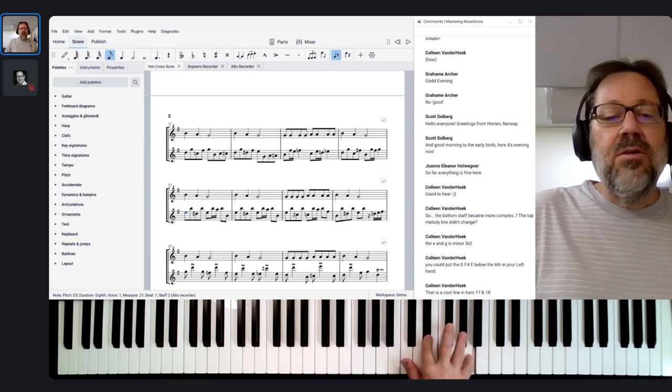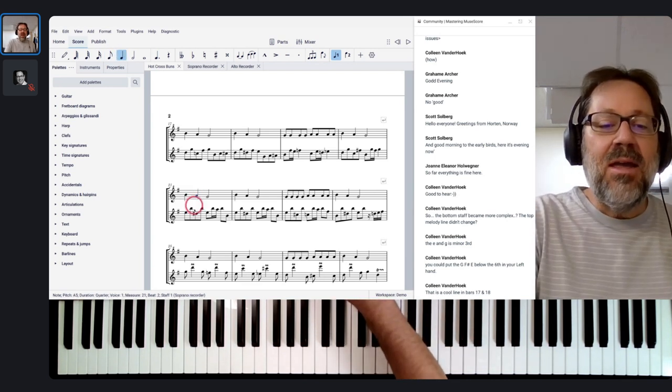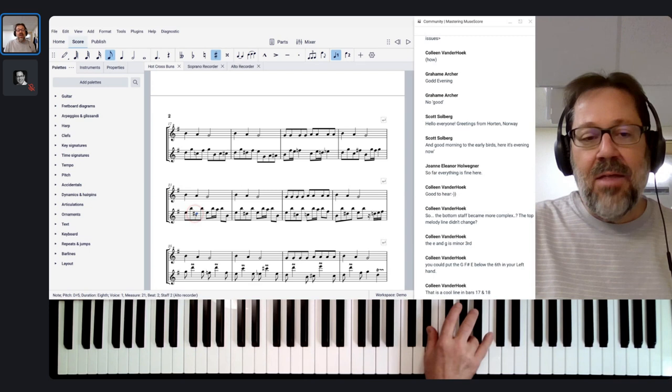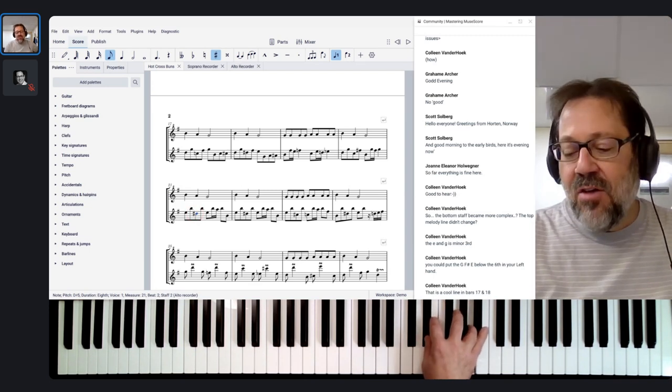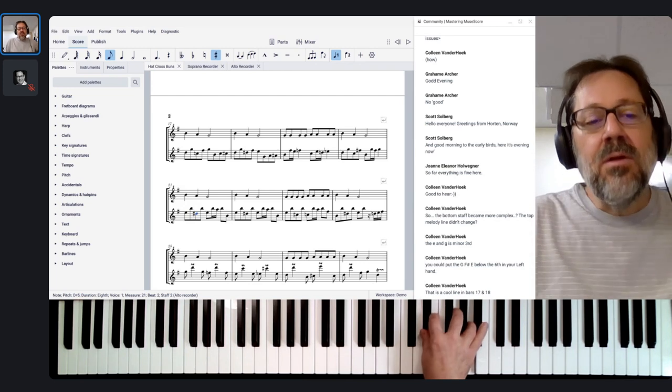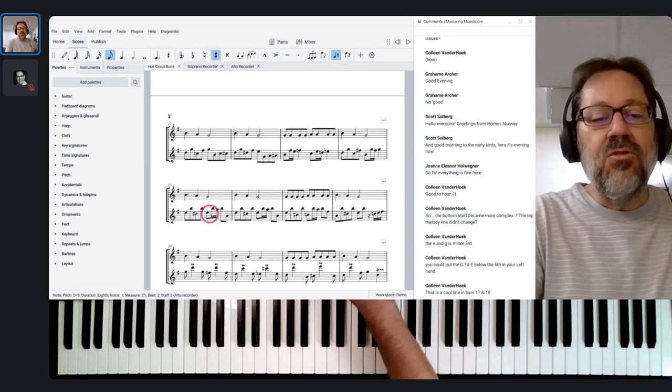Sorry, I'm trying to play this A and that D sharp together. This is a tritone. And tritones are dissonant, and they should resolve by step, and they do. That A comes down to G, that D sharp goes up to E.